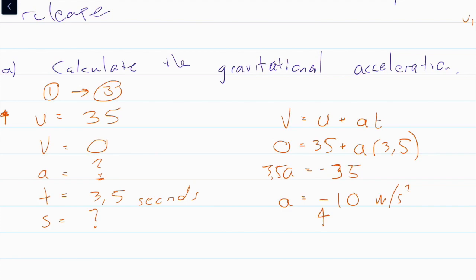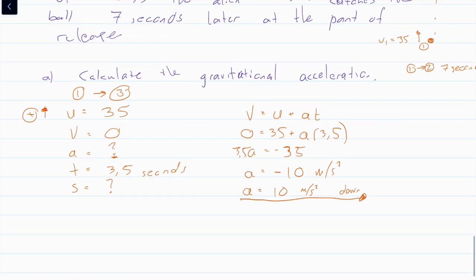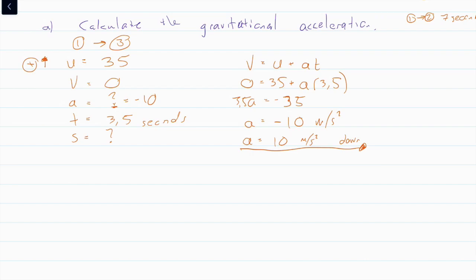What does that minus mean? We took upwards as being positive, so that means the acceleration equals 10 meters per second squared down. That's just an indication of our direction. But when I put it into my UVAT, it needs to be minus 10, right? So question B. Let's keep going.